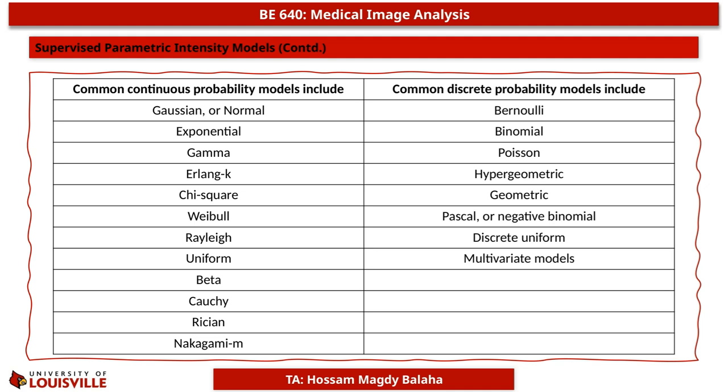For discrete data, the listed options include Bernoulli, binomial, Poisson, hypergeometric, geometric, and Pascal, also called a negative binomial distribution. The table also includes a discrete uniform model and multivariate models. In practice, selecting an appropriate distribution is part of building the parametric model. The choice depends on the type of intensity values being represented and on which probability assumptions best describe the data used for supervised medical image analysis.